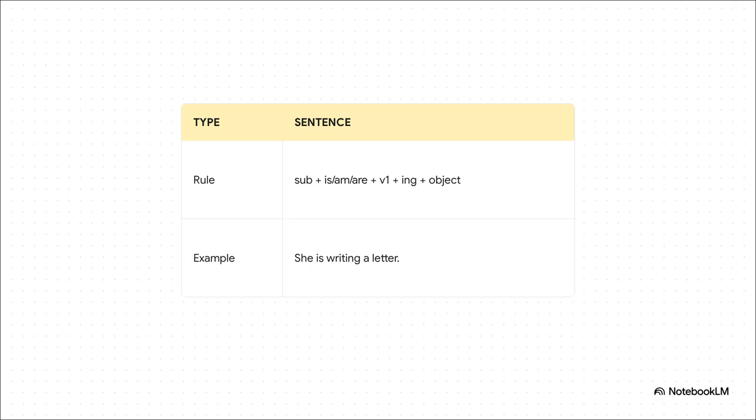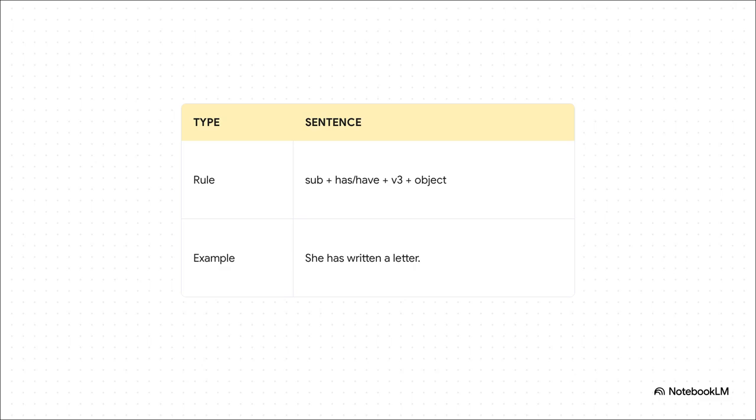But what if something's happening right this second? Well, that's when we need the present continuous. And the magic ingredient here? It's that little ing at the end of the verb. That's your big clue that something is in progress as we speak. She is writing a letter. It's happening now.